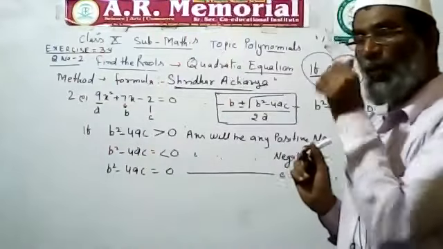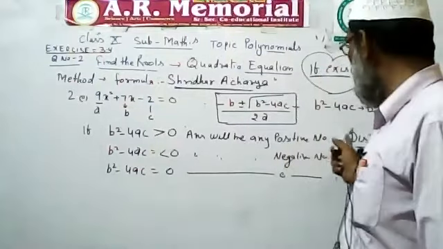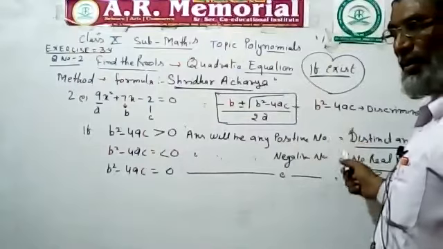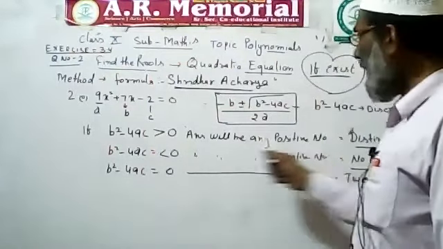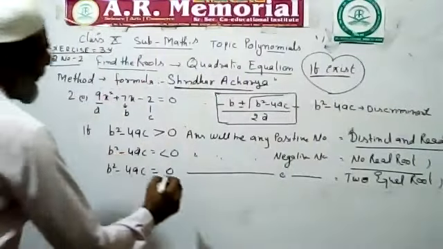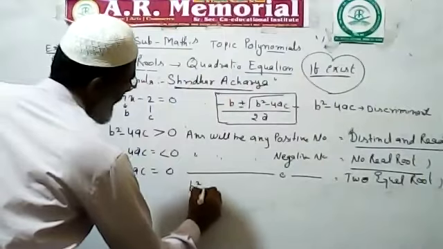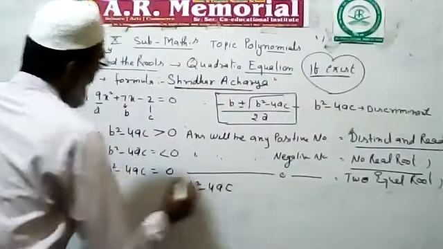I want to first of all check which condition is there: the first one, second one, or maybe the third one. Come here, take the formula b square minus 4ac. Come with me, b square minus 4ac. Put the values.